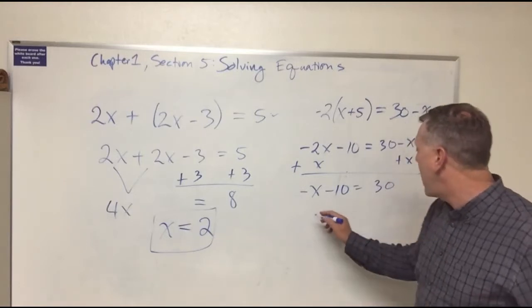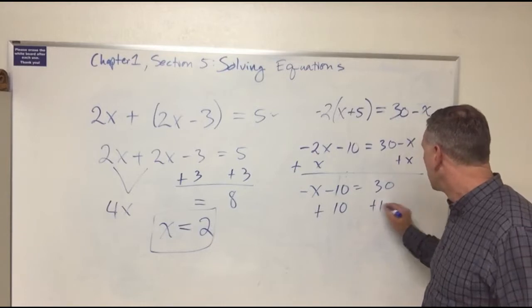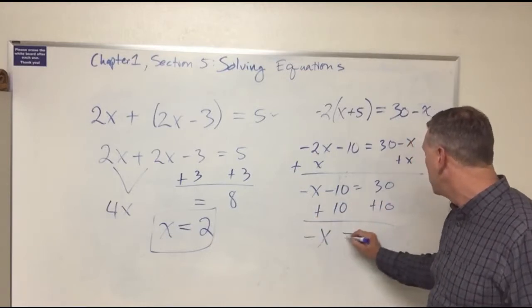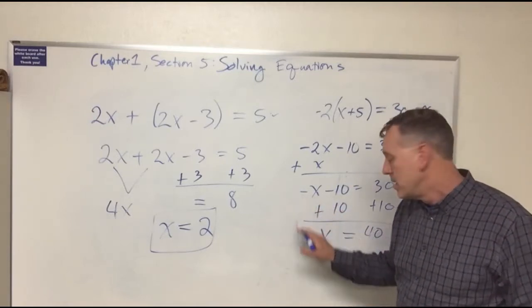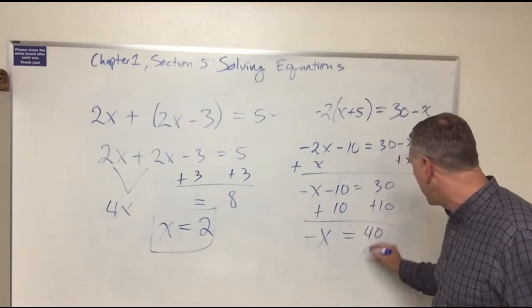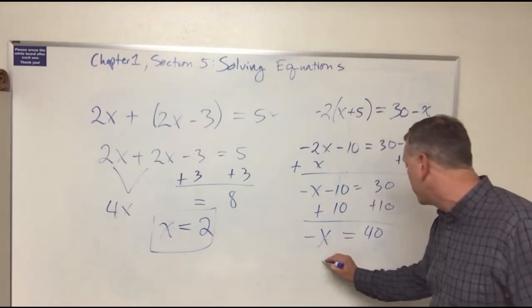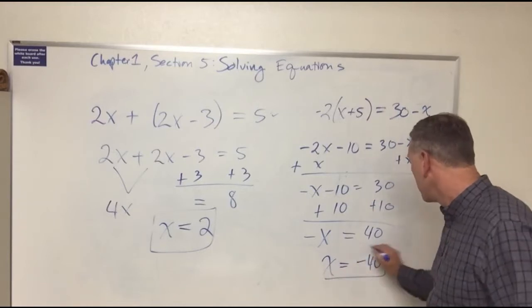And now it would appear that adding 10 to both sides would be helpful, because that will get this x term by itself. That will give us minus x is equal to 40. Now be really careful there, you don't lose that minus sign, because minus x equals 40, and we can divide or multiply by minus 1, and what this will give us is that x is equal to minus 40.